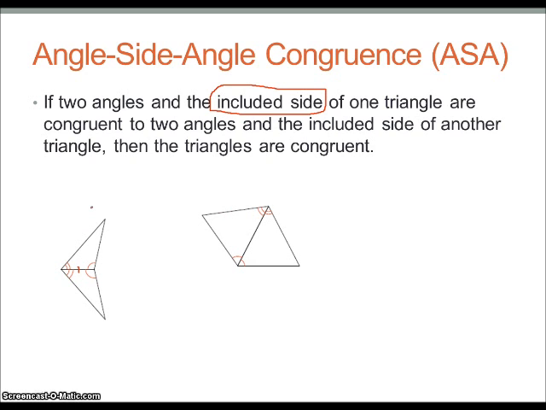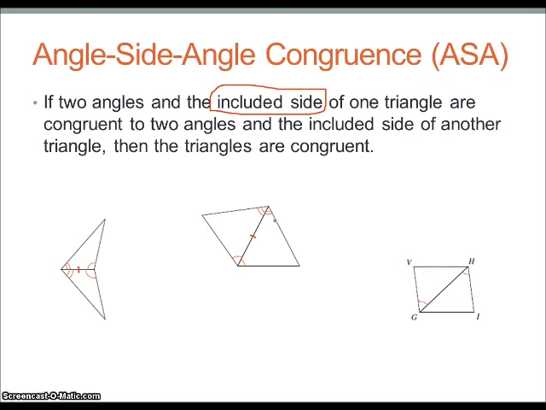Now look at another example. Again, we have the two angles, and we have this segment that's between both triangles, and so it's congruent to itself by the reflexive property. So again, we have angle, side, angle, angle, side, angle. So these are congruent because of the angle, side, angle congruence.